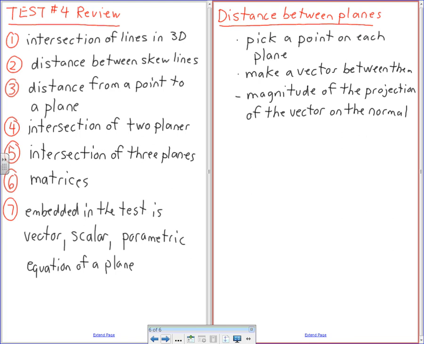So remember when we do this here, guys, and this is the same when you're finding the distance between skew lines, or the distance between a point and a plane, what you're going to do is make a vector or a line between the 2 planes, then project that onto the normal, and that's going to be the distance. I can do an example right now.